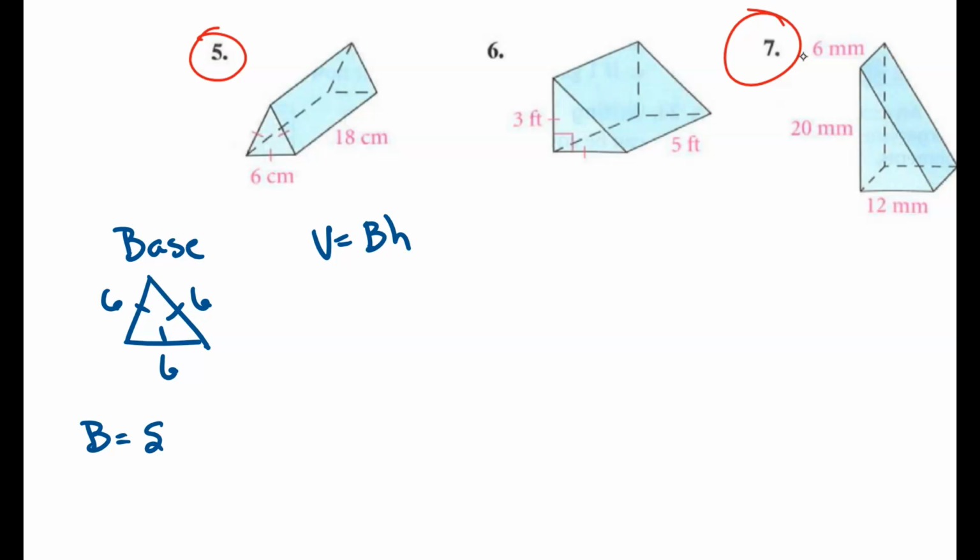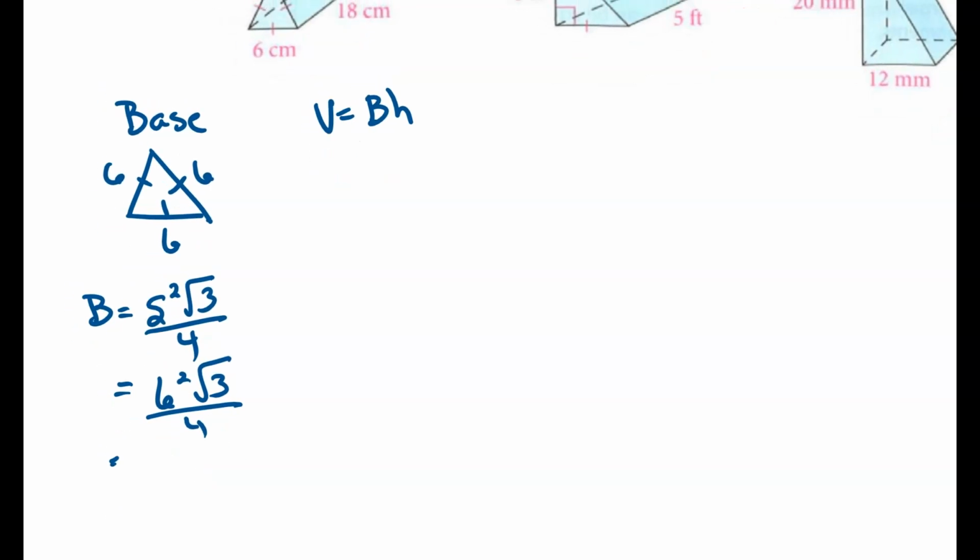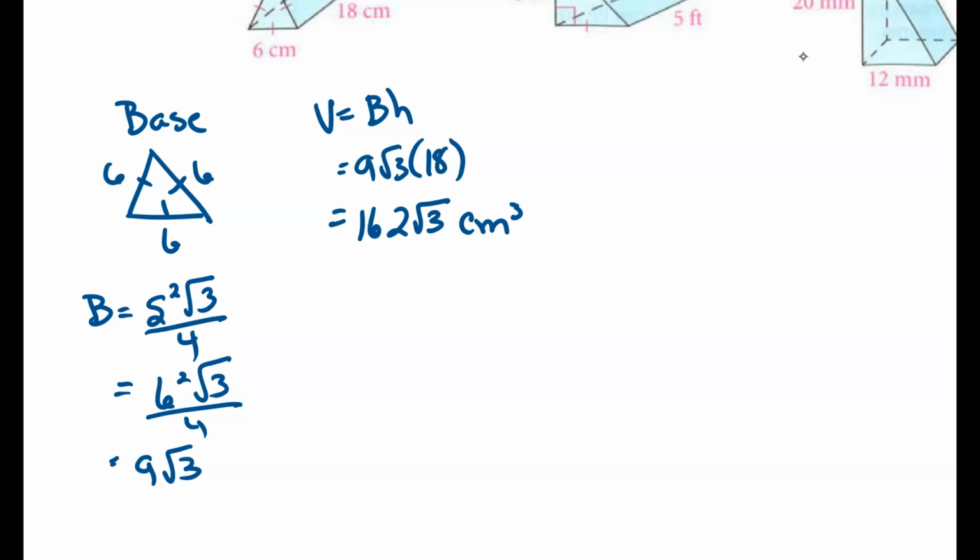Well, I'm going to use, because it's an equilateral triangle, side squared root 3 all over 4. So 6 squared root 3 all over 4. And that's going to equal 9 root 3. And then we plug it in. We get 9 root 3 times the height of 18. And of course, I forgot my calculator, but that's going to be 262 root 3 cubic centimeters.